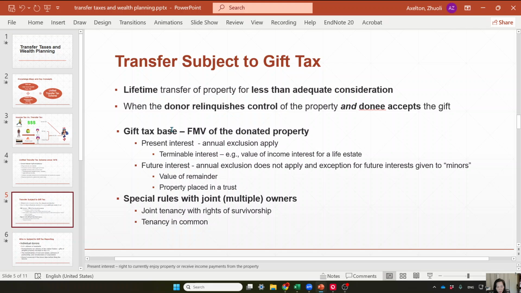And the tax base for the gift tax, generally speaking, is the fair market value of the donated property minus any annual exclusion. So for any present interest type of gift, the annual exclusion applies, and for future interest, the annual exclusion does not apply. So from a legal perspective, we have to distinguish what is present interest and what is future interest. And there are also some special rules regarding property with joint owners for you to read. Again, figuring out the gift tax base could be very complicated depending on the transaction.